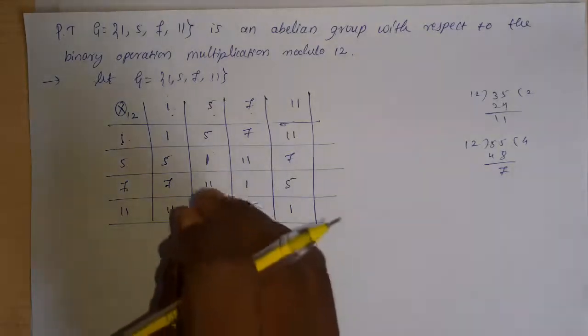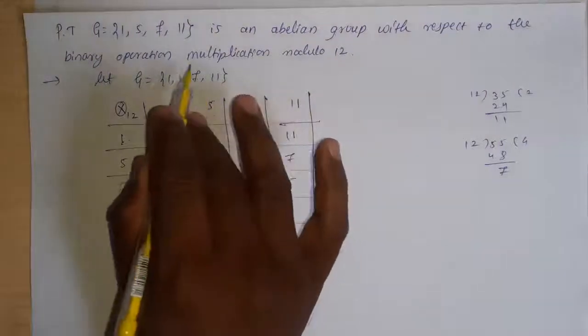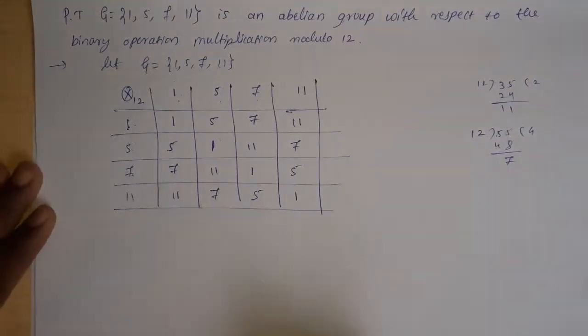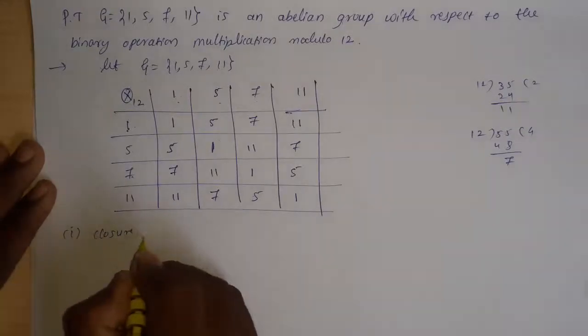Then according to this table, we need to write down all 5 laws. For the previous examples, we used to write the laws by considering the general elements of the given set, for example a, b, c, like that. But here particular numbers are given, and also the binary operation is multiplication modulo 12. So therefore here there is a small change in writing the properties. So first one, that is closure law.